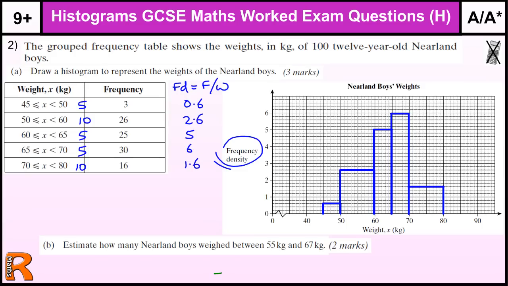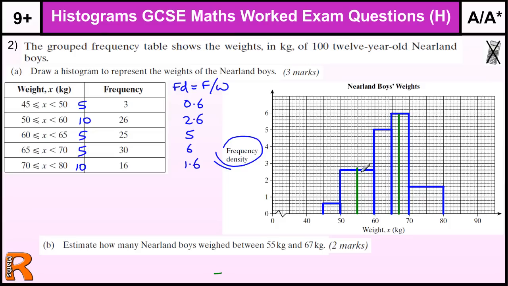Okay, so between 55 and 67 kilograms, 55 is here. Just move that across a bit. There we go. And 67, sorry, is here. So 60, each one of these is 1. So 65, 66, 67. Going straight up to there.